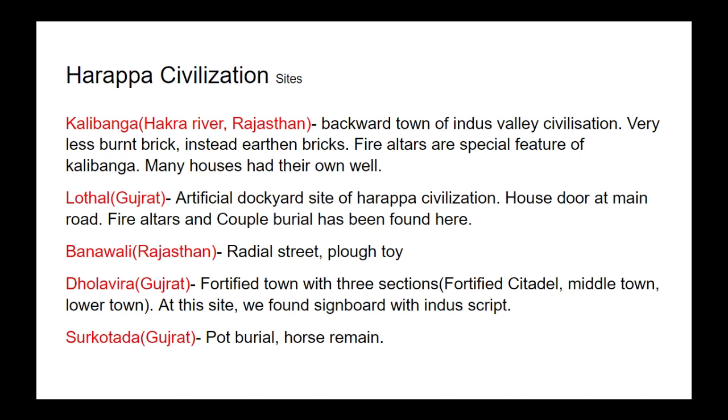In Dholavira, Gujarat, it was a fortified town with three sections. First one is the fortified citadel, then the middle town, then the lower town. At this site, we found a signboard with Indus script.